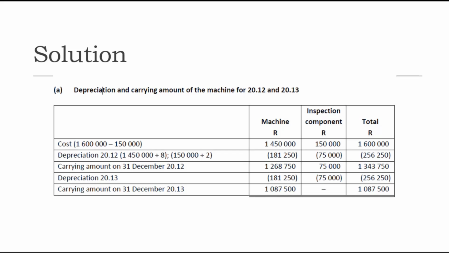Are you confused? My question is, why did we divide the 150,000 by 2? I understand why we divided the depreciation by the 8 years, which is the total lifespan. But why did we divide the 150,000?